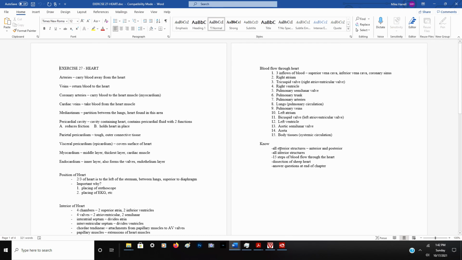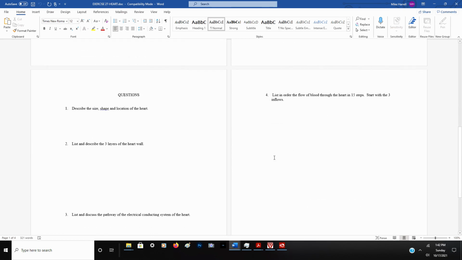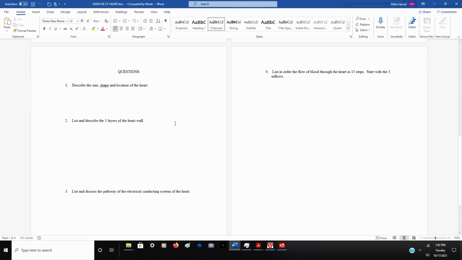So knowing all these parts of the heart, outside and inside, and those 15 steps of blood flow through the heart, are a good way to start with your heart anatomy. So we'll see pictures of all those, got videos too. Good review questions right here.